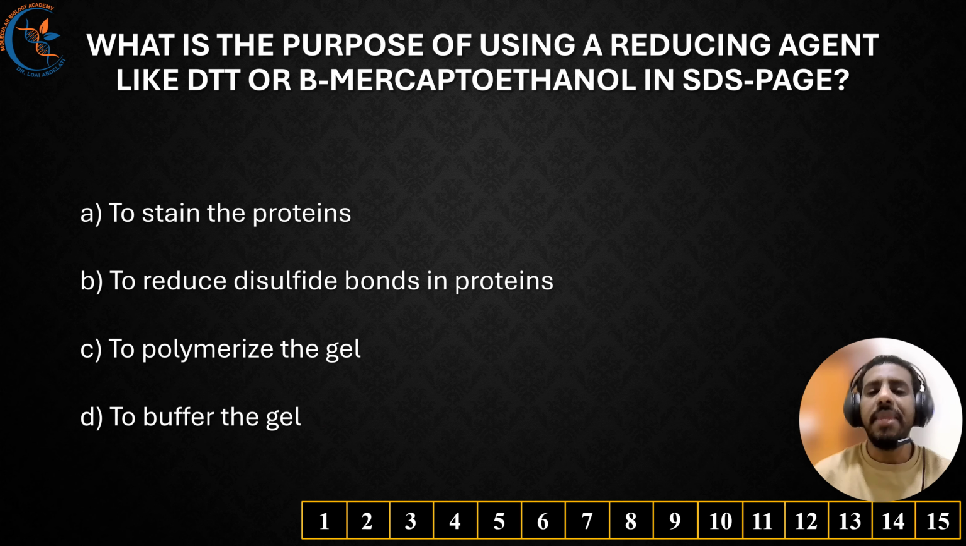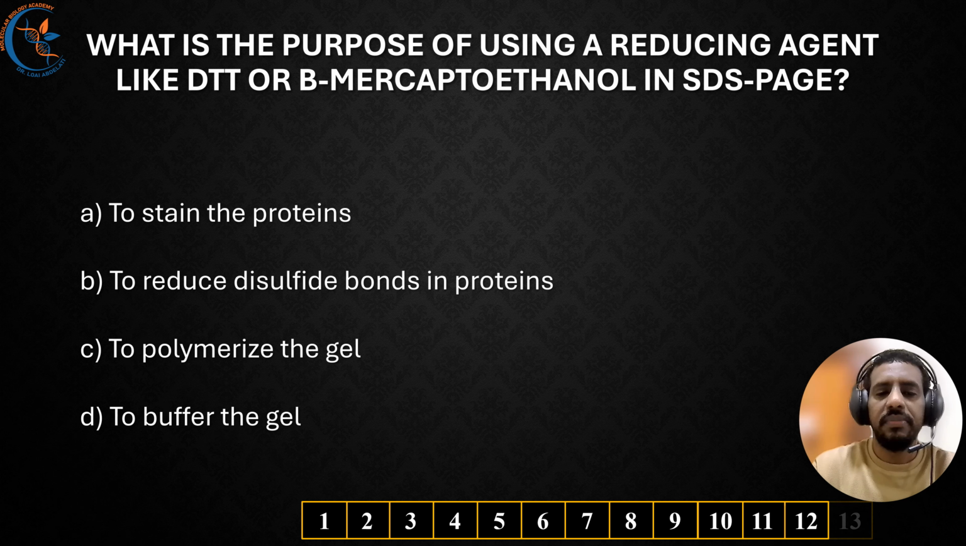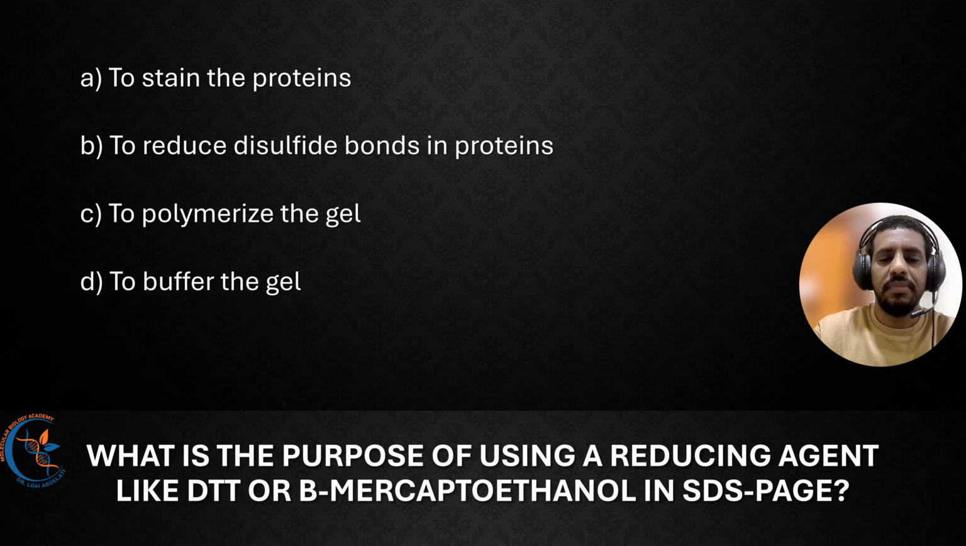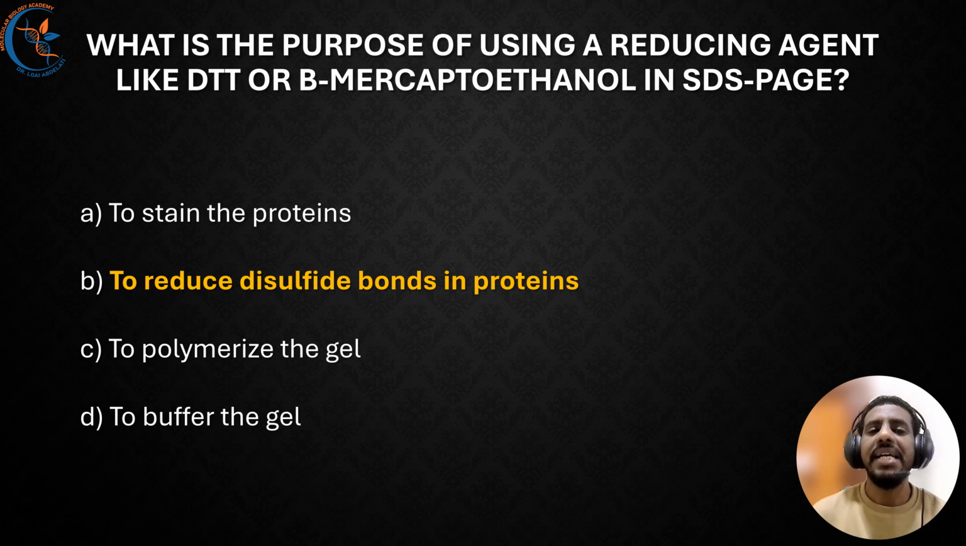All right. What is the purpose of using reducing agents like DTT or mercaptoethanol in SDS-PAGE? The correct answer is to reduce disulfide bonds in proteins. Actually, reducing agents like DTT or beta-mercaptoethanol break disulfide bonds, helping to denature the protein for better separation. Okay, let's move on.